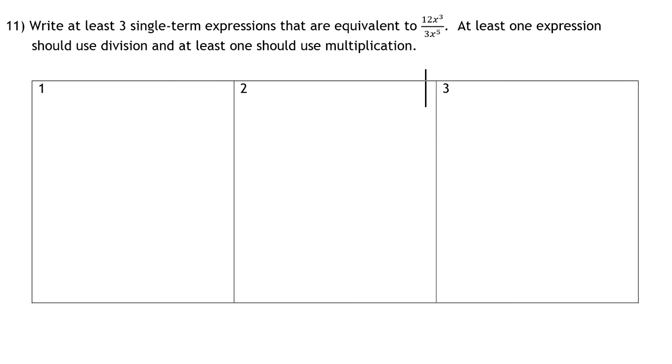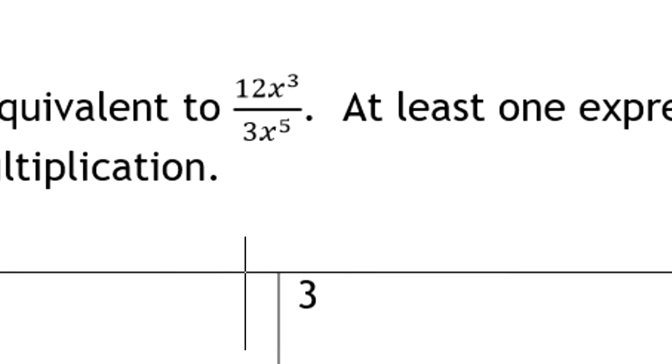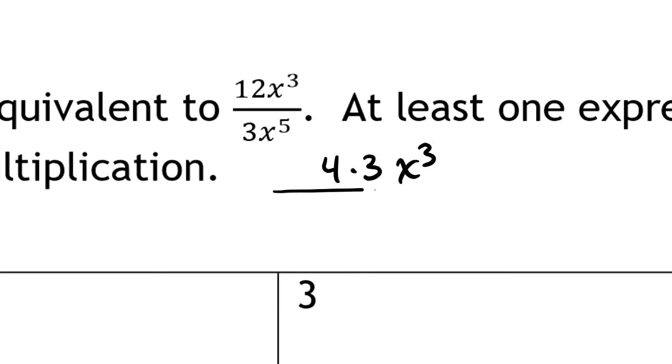So one of the things I liked a lot of you did was you wrote down what this simplified to. If I was to simplify this, I can write, for example, the number 12 is 4 times 3, and then I've got x to the third power in the numerator. In my denominator, there was a 3, and I'm going to break up this x to the fifth. I'm going to write it as x to the third times x to the second.